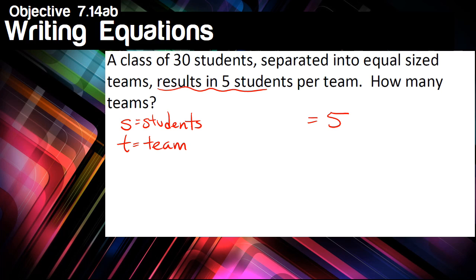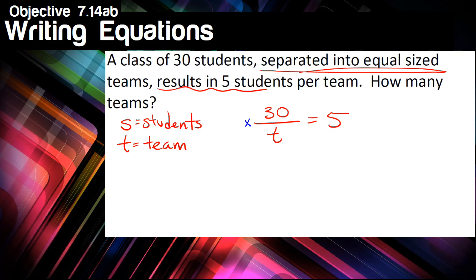So this question's a little different. We start with the 30 students, and we're going to divide them into equal teams. We're going to divide that by T. We don't know what that is yet. So this one, a little different than what we've seen before, but we can figure this out. We need to figure out how to get T by itself. So we need to do a couple steps to get T by itself.